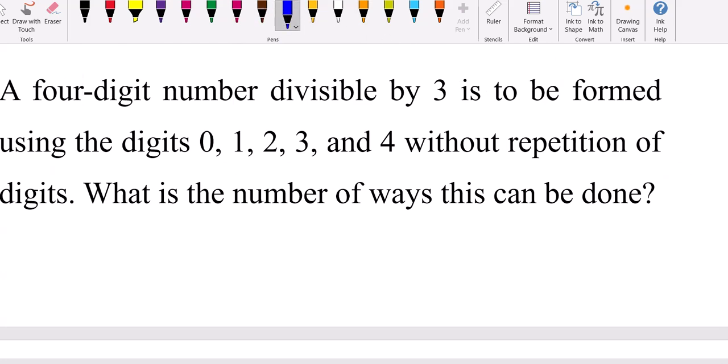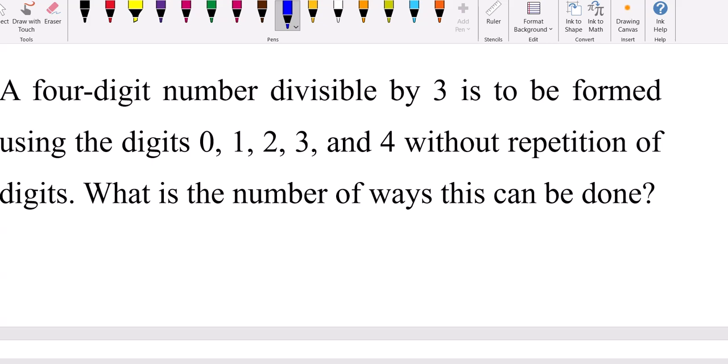We discussed divisible by 3 related stuff in probability, but compared to that, here there is some learning because 0 is involved. When 0 is there, there is automatically one condition. What's the condition? We cannot start with 0. A 4-digit number cannot start with 0. So that's why there is a lot of learning for you people.